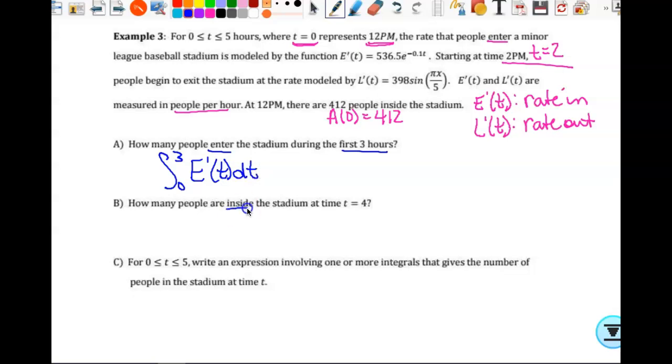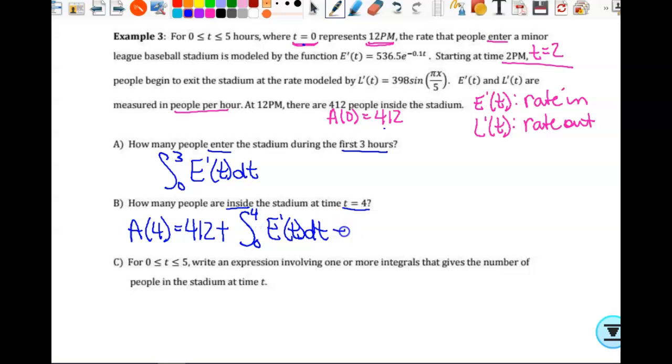How many people are inside the stadium at t equals 4? So I have to take into account how many people were already there, how many people came in, and how many people left. So that a of 4 then will be my initial amount, my a of 0, which is 412, plus the people that came in. So I'm integrating for that e prime of t dt. And people started entering at time equals 0, and we went all the way to 4 hours, right?